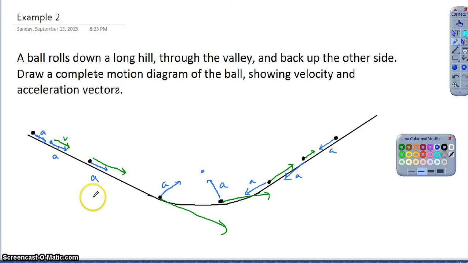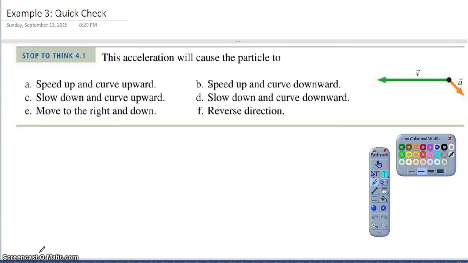So hopefully you were able to muddle through this as I muddled through it here, and it wasn't too bad. So then example 3 here is just a quick conceptual check.